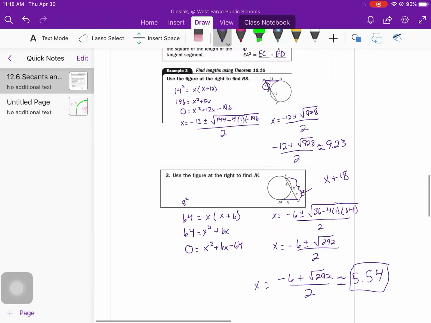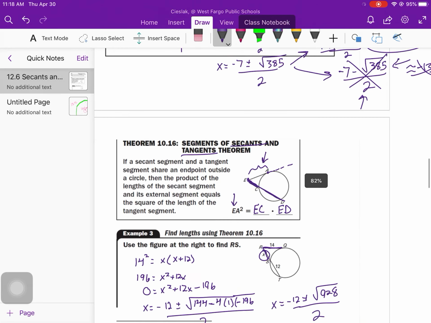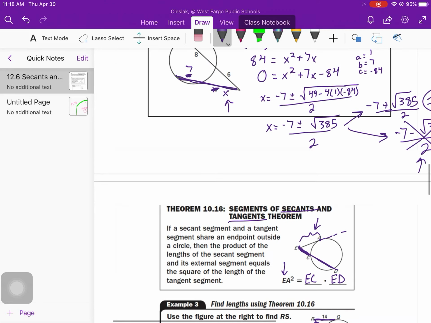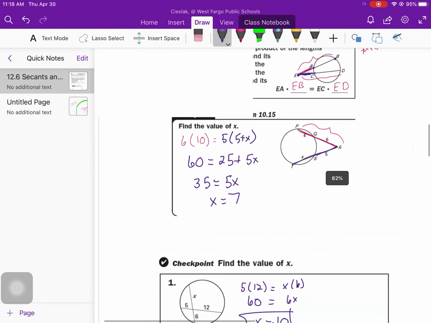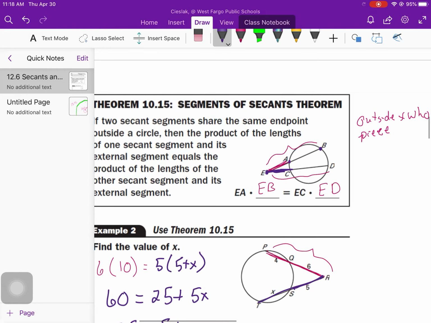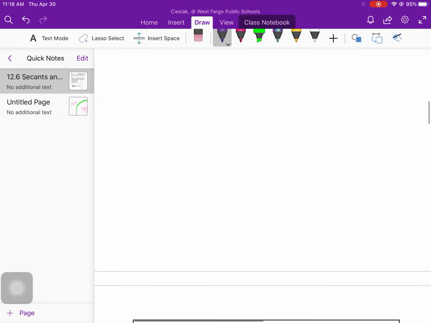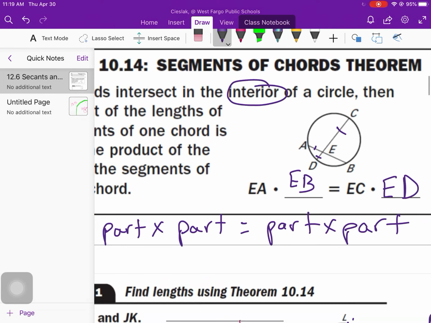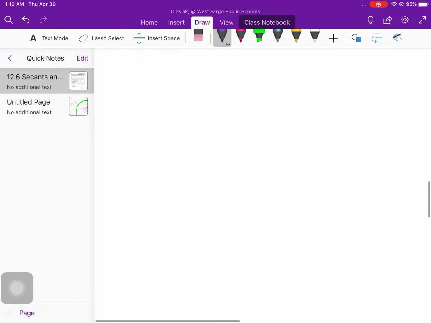So just as a quick little review, the three theorems we had for secants and tangents. The one we just talked about: take the tangent squared, which is equal to external times the whole. Our other one was if you have two secants intersecting outside, it was external times whole is equal to external times whole. And then we had our chords when they're intersecting on the inside. It was just piece times piece is equal to the other piece times the other piece.